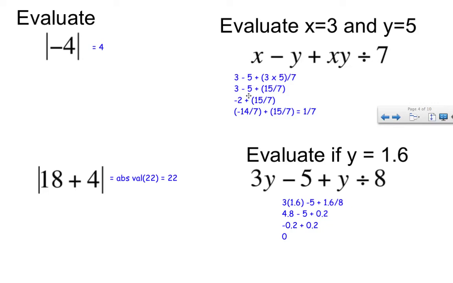non-exact decimal. I did 3 minus 5, which gave me the negative 2, and said, okay, negative 2 plus 15 sevenths. Notice I never changed it to an improper. You don't have to. I said, okay, negative 2 is the same as negative 14 sevenths, and I said sevenths because I wanted it to match here. Negative 14 sevenths plus 15 sevenths gives me 1/7.